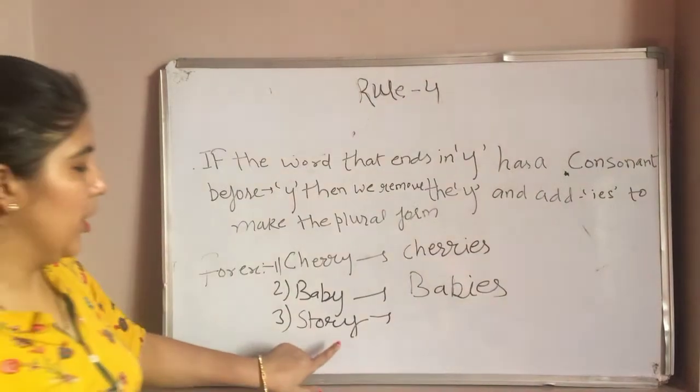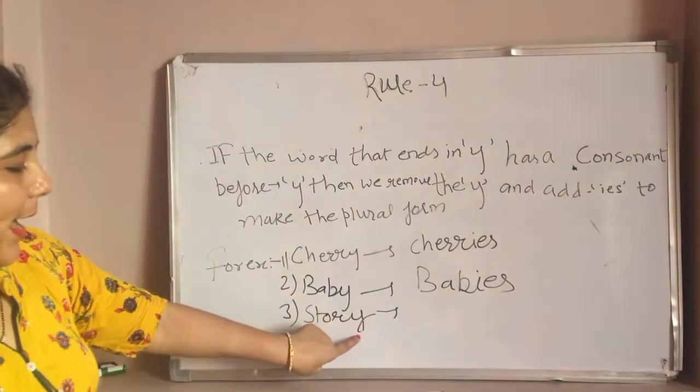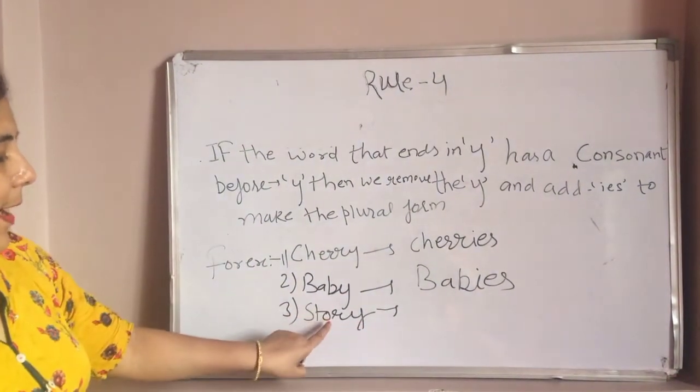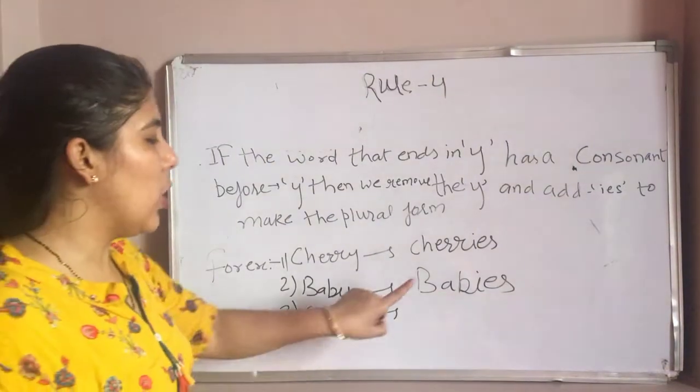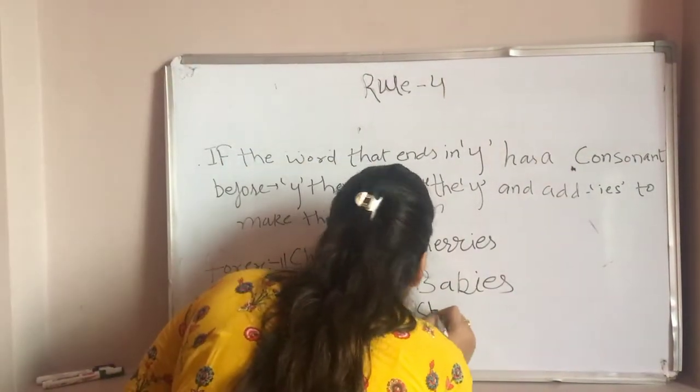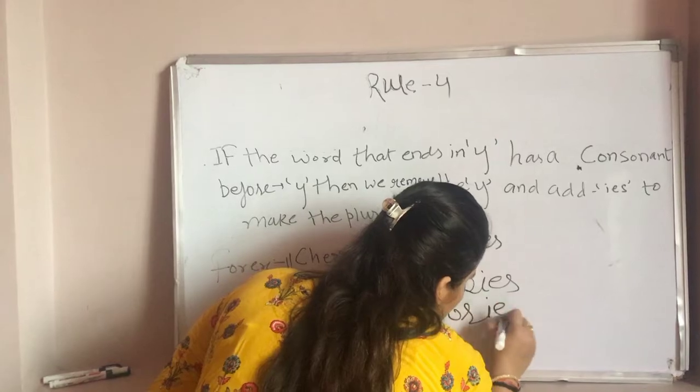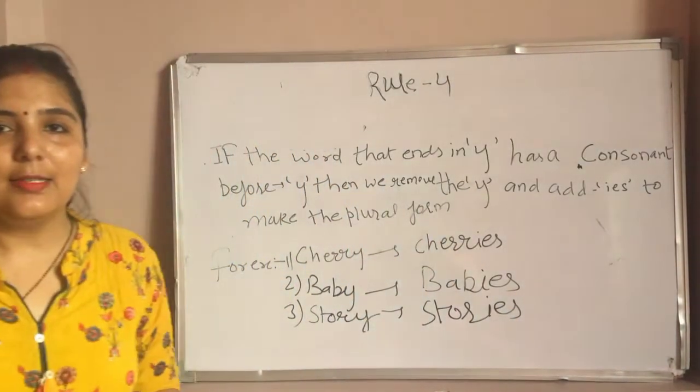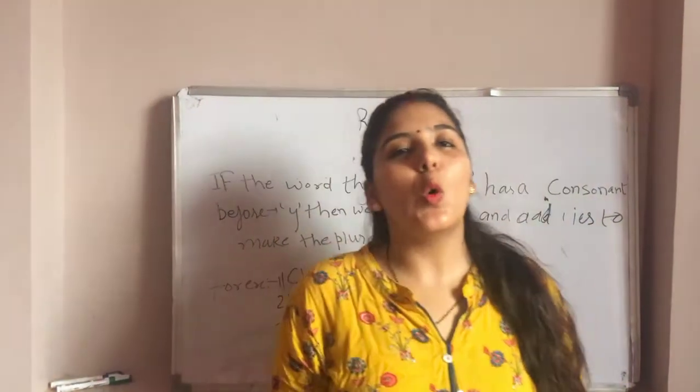Now third is story. Here is also a y and before y there is r. R is a consonant. So we change it to plural. Stories. Y and ies.